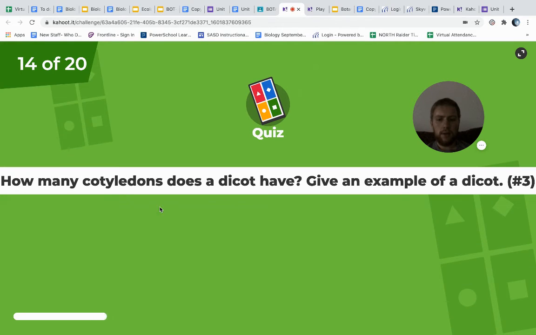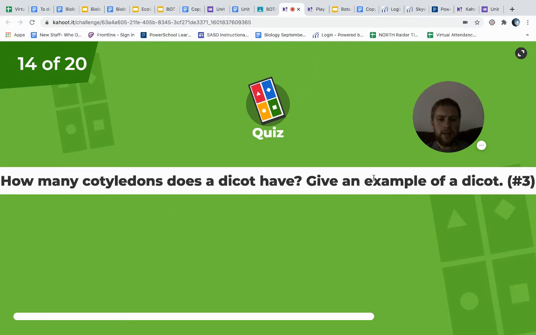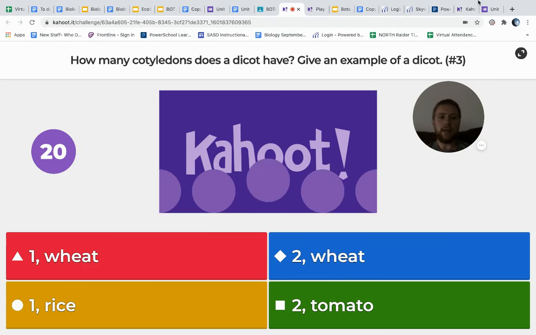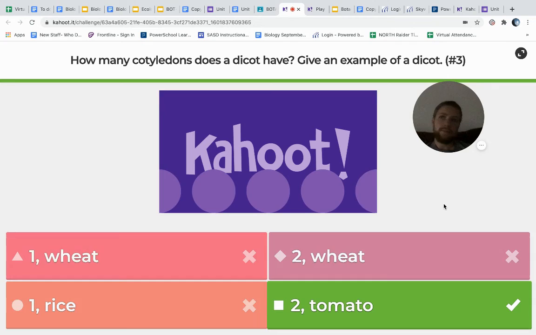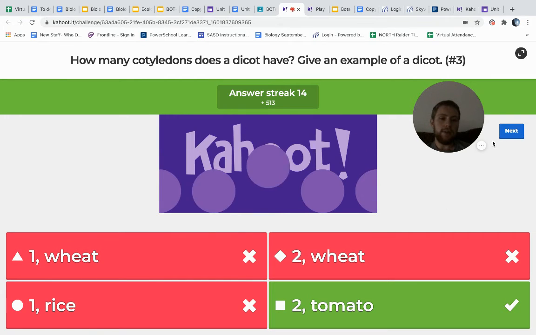All right. How many cotyledons does a dicot have? Give an example of a dicot. Okay, so the prefix di means two. So it's not going to be either of these, wheat or rice. Those are grains. And it's not going to be two wheat because wheat is a grain, and all grains are monocots. So we're going to be left with this one, two tomato. The tomato is a dicot, two cotyledons.